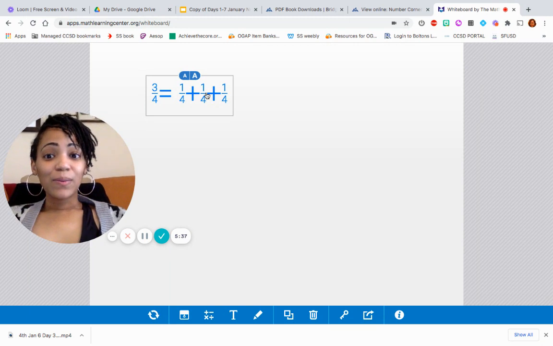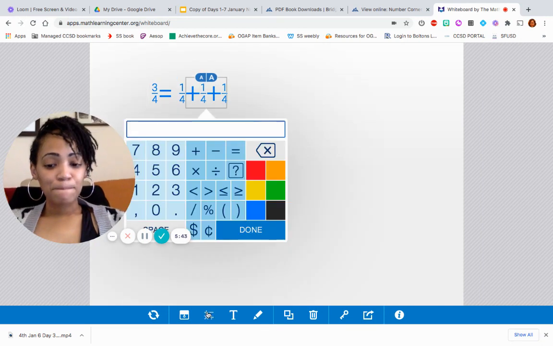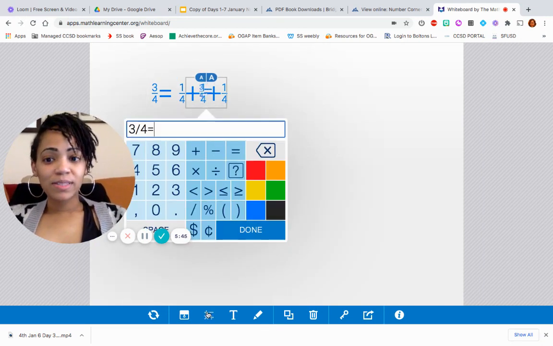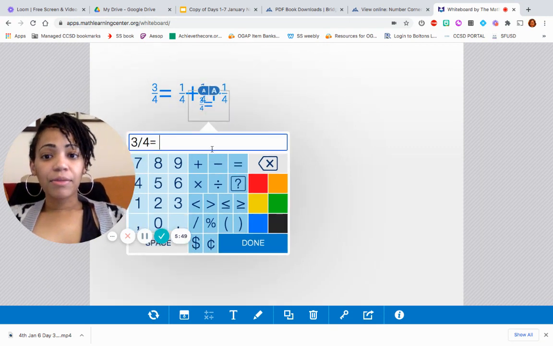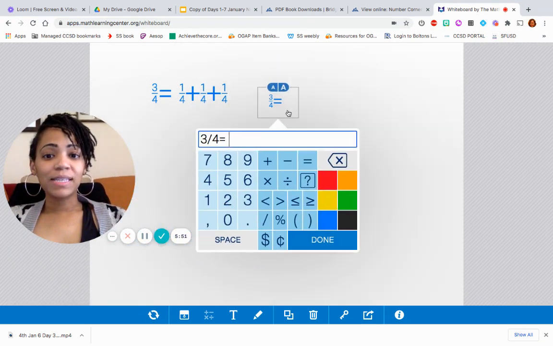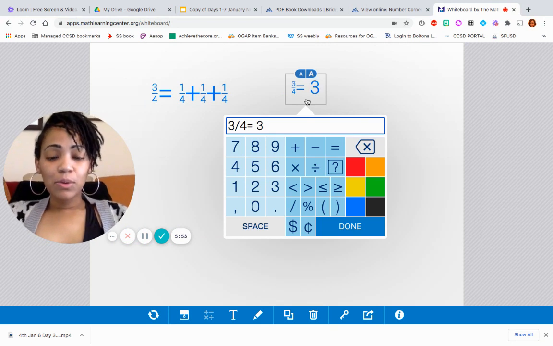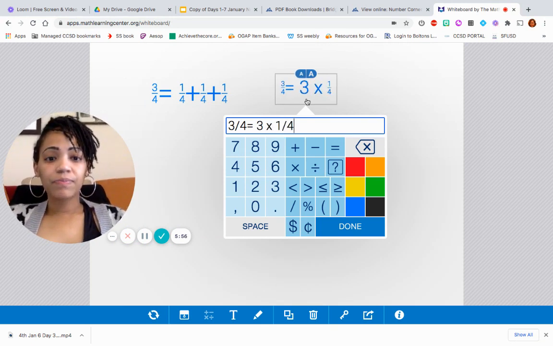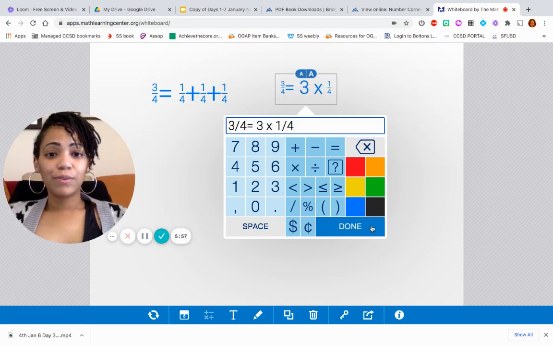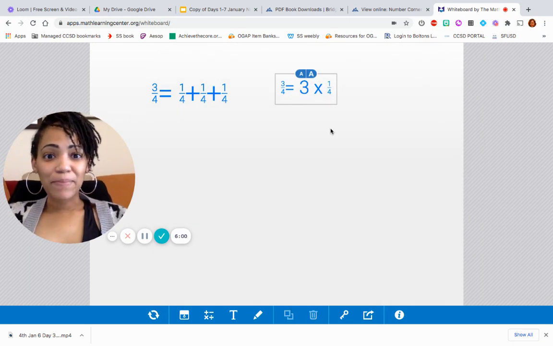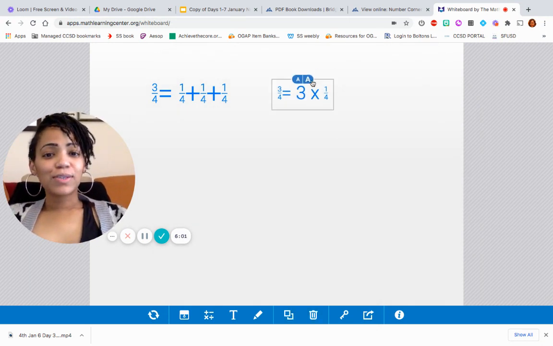Awesome. Well, how can I write that as a multiplication equation? 3/4 equals, how many fourths do I have? I have 3 1/4 size pieces, which means I am multiplying 3 times 1/4. Do y'all agree with that? Perfect. So now let's think.